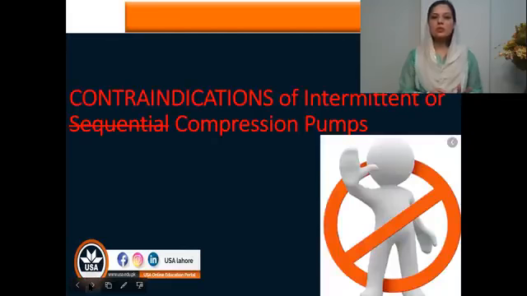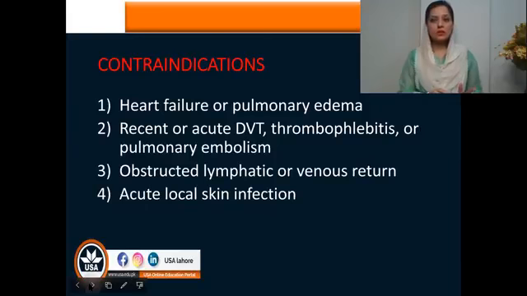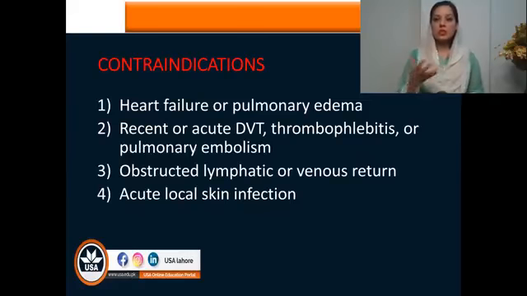So let me tell you the contraindications of sequential or intermittent compression therapy. What they include is, we must not use compression therapy in case of heart failure or pulmonary edema. As in case of heart failure, patients usually have bilateral lymphedema or peripheral edema. So we must not use compression therapy. The point why we must not use it, that is the point that I'm going to tell you soon. We must not use compression therapy in recent or acute deep venous thrombosis, thrombophlebitis, or pulmonary embolism.